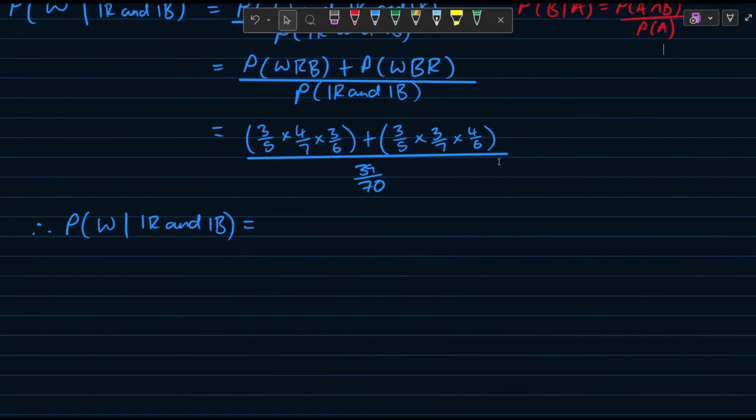Okay, now let's punch this into the calculator. I've got my 3 over 5 times 4 over 7 times 3 over 6 plus 3 over 5 times 3 over 7 times 4 over 6, and that's divided by 39 over 70. And that gives us 8 over 13. And that's going to be our final answer.